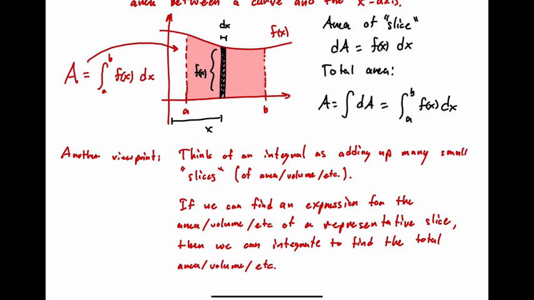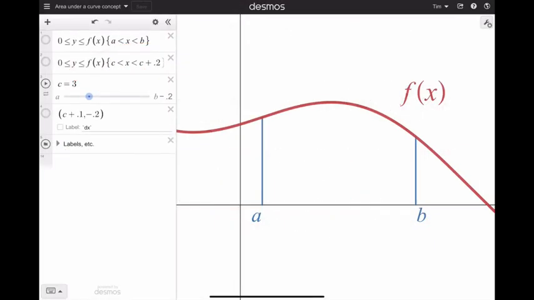Let's visualize this in Desmos. All right, so here we have some generic looking function. We want to find the area from x equals a to x equals b. The area looks something like that. That's the area under the curve. Now, I want to imagine taking one representative slice of this area. Here's a representative slice. The width of this slice is dx.